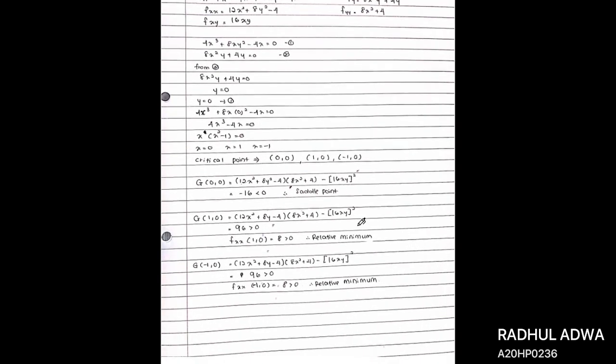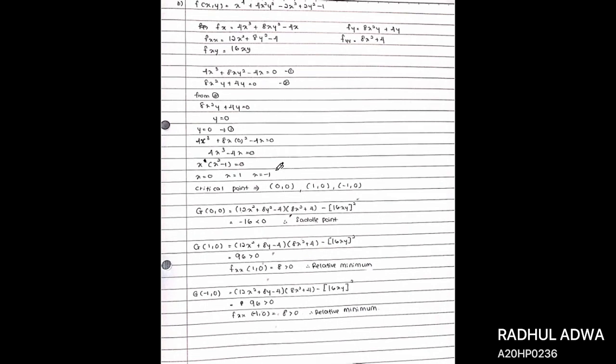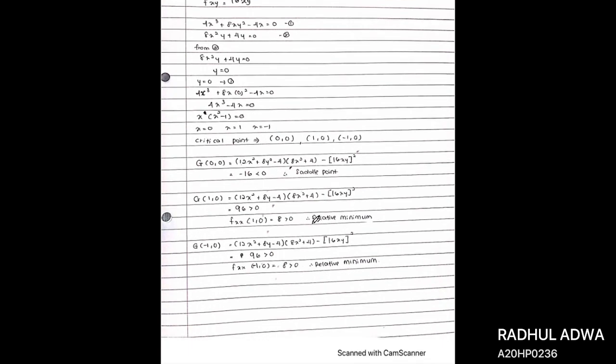To define the saddle point, minimum or maximum, we need to use the formula fxx times fyy minus fxy squared. So for g(0,0), we will get the answer negative 16, which is less than 0. Using the formula, if it is less than 0, it will become the saddle point. And for g(1,0), we will get 96, which is greater than 0.